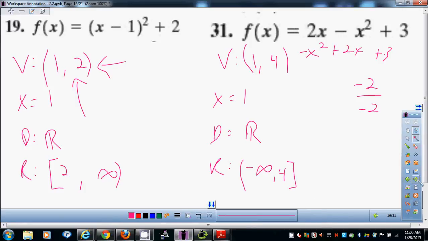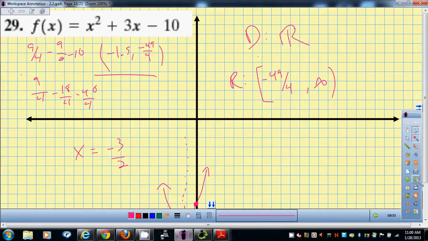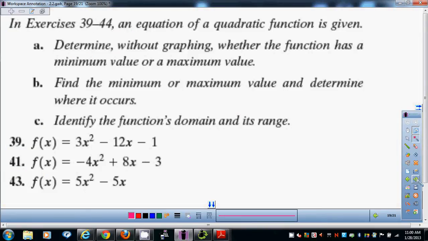Finally, a max or min problem. A, determine whether it has a min or max value. We can do that. Find the min or max value and then find its domain and range. Cakewalk. 41. Is it going to have a min or a max? Part B, what is the max? Vertex.